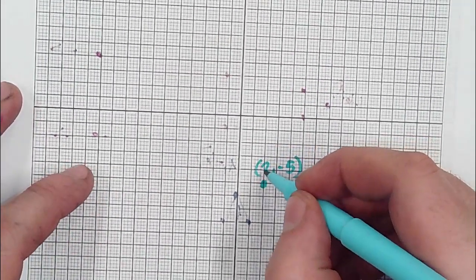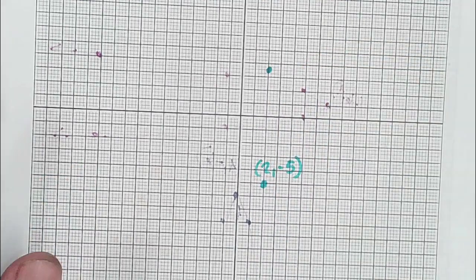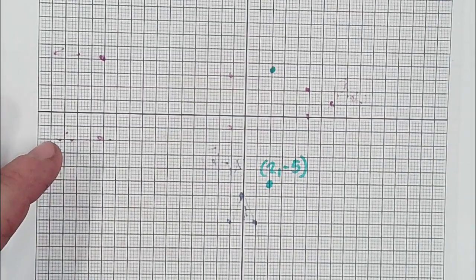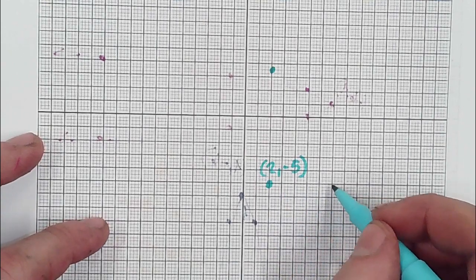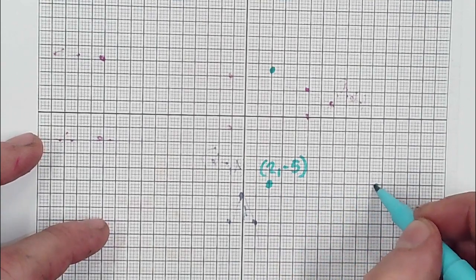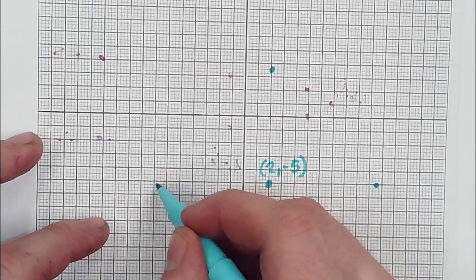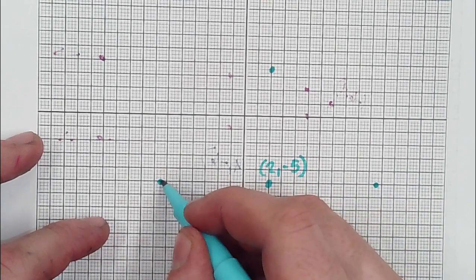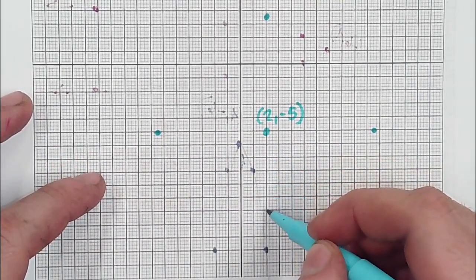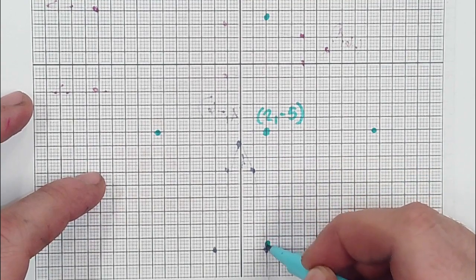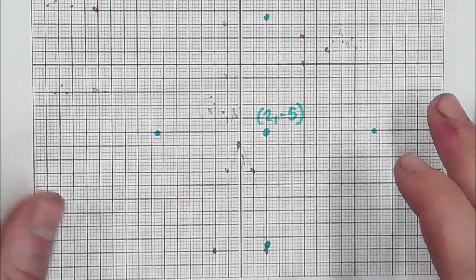So if I go up 1, 2, 3, 4, 5, 6, 7, 8 and change, then I've got another point on my circle. Same thing if I go to the right 8 and change. 1, 2, 3, 4, 5, 6, 7, 8 and change. And the left 8 and change. 1, 2, 3, 4, 5, 6, 7, 8 and change. If I go down 8 and change, 1, 2, 3, 4, 5, 6, 7, 8 and change, I'll get another point.